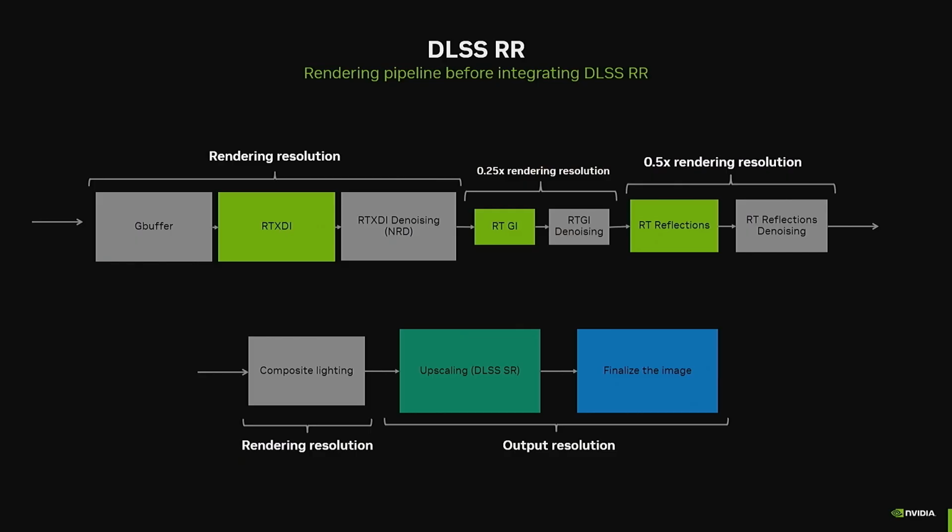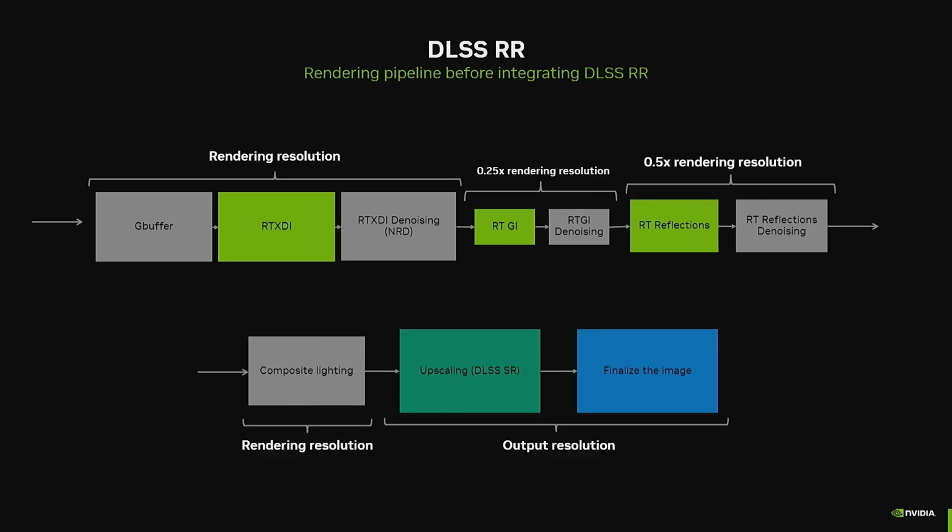So let's see how this looks in the rendering pipeline. Here's an example of how Snowdrop's rendering pipeline looks in terms of ray tracing. First you would have your G-buffer pass, then the RTXDI, DI denoising, ray traced global illumination in quarter resolution, for example, then the denoising, then reflections, for example in half resolution, and the denoising again. Then we would compose the lighting, then upscale, for example using DLSS SR, then do post-processing effects, tone mapping, and we're done.